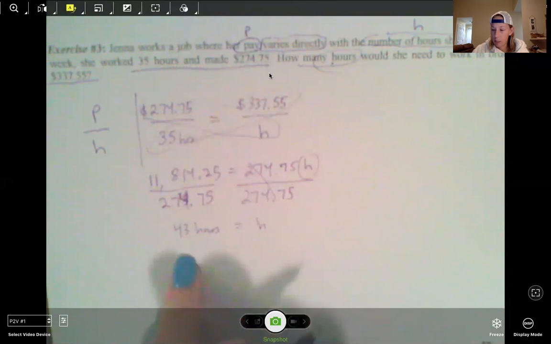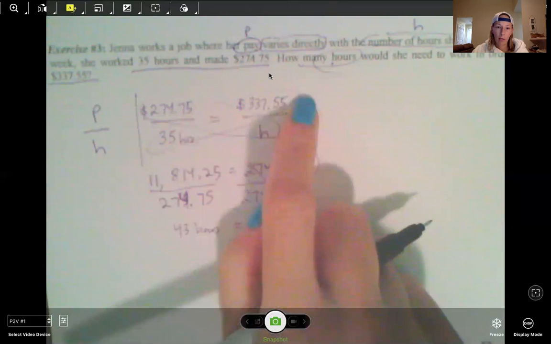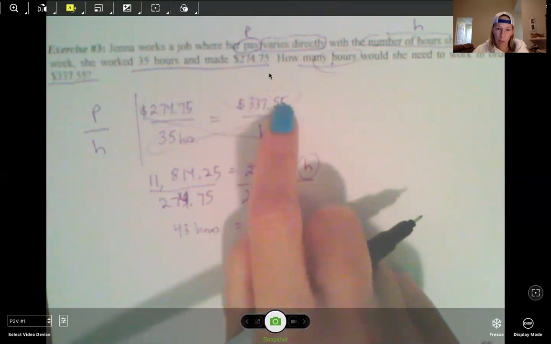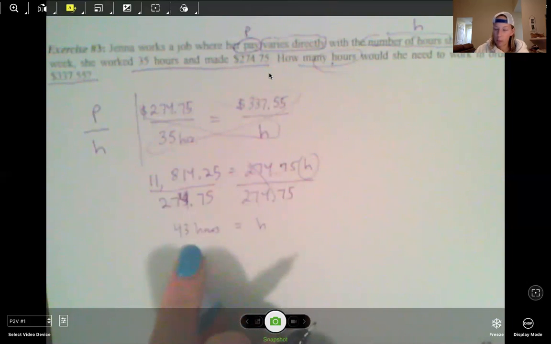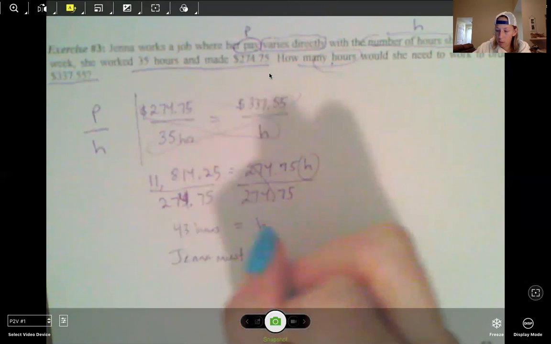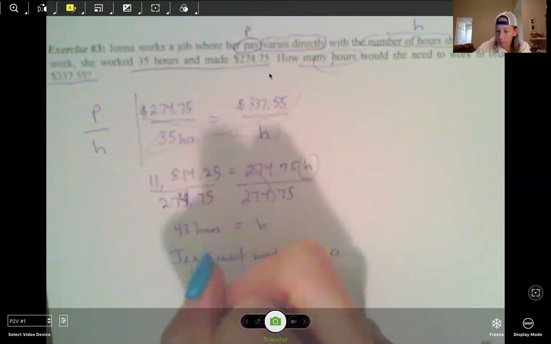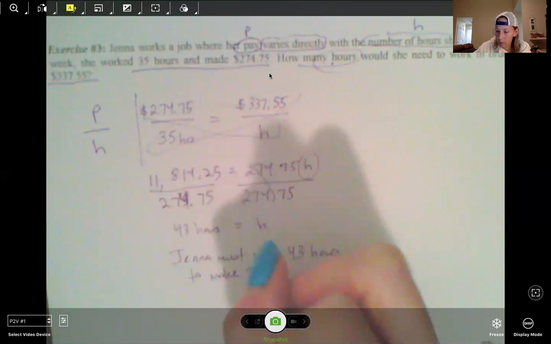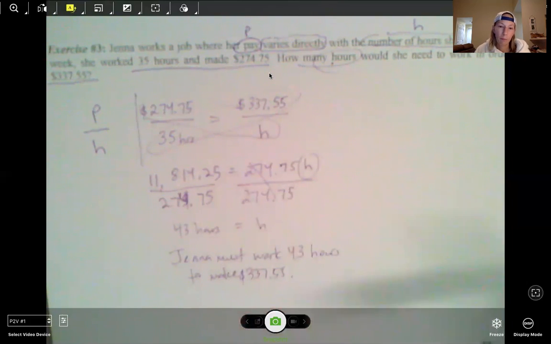So basically what they're saying, if Jenna works 35 hours, she's going to make this much money. They want to know how many hours she has to work to make this much money. And this would be how much. So it's 8 more hours than she worked here. So you would say Jenna must work 43 hours to make $337.55.